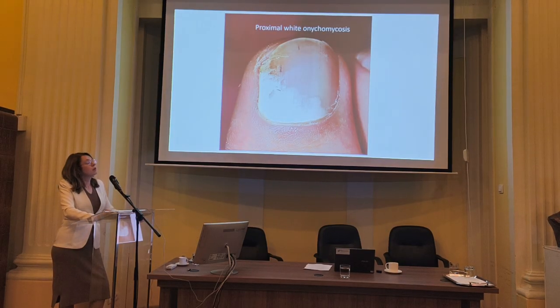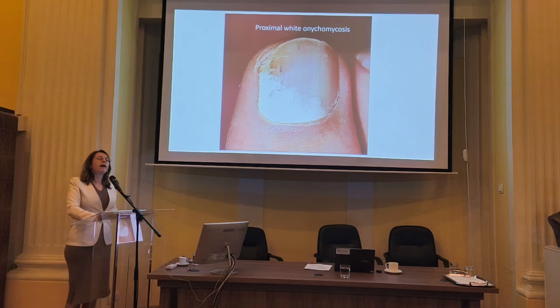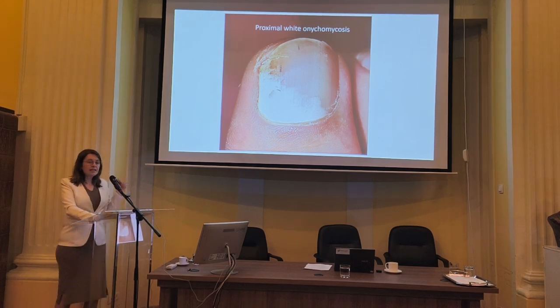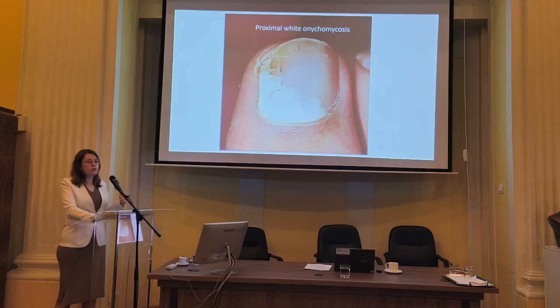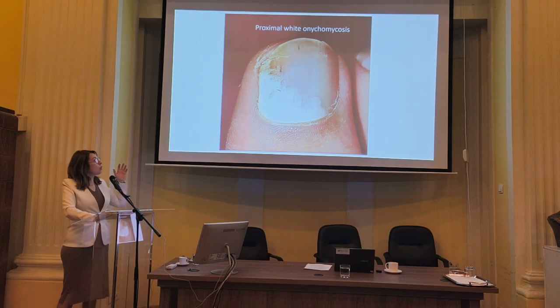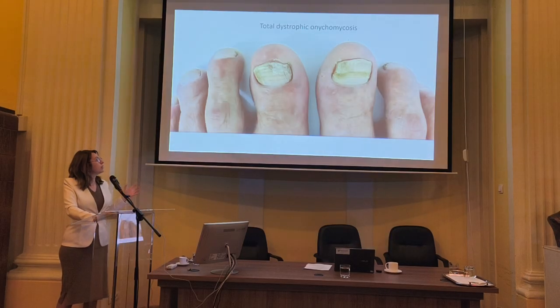So this is proximal white onychomycosis. This is bad news. How do we know it is hard to treat? Because in this case, the proximal part, the live part, the matrix, is involved. Whenever we do have matrix involved, it is impossible to treat the patient only with topicals. So we have to use systemic plus topical therapy. So when we have proximal white onychomycosis, we say, oh, this is bad news.